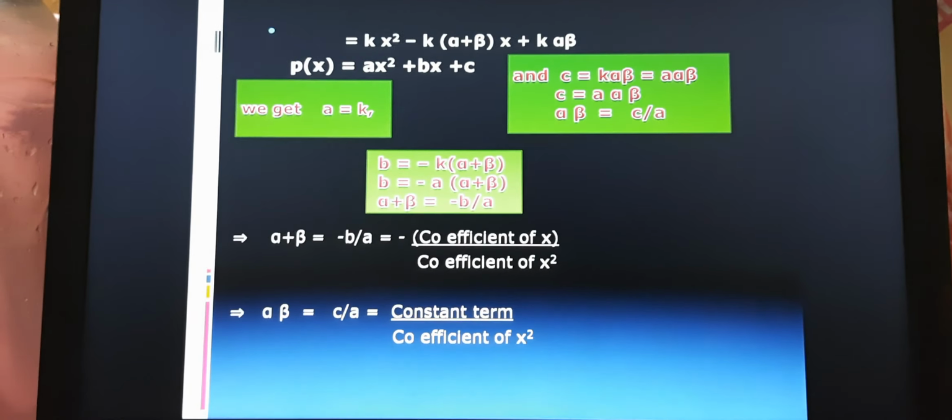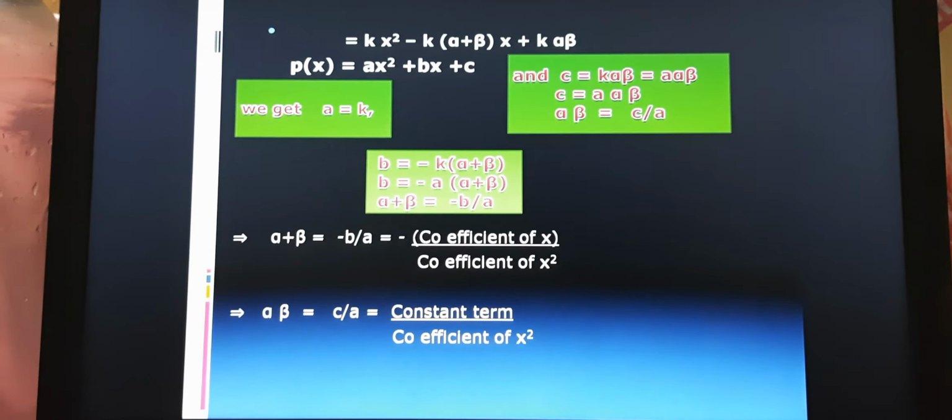So here first we'll go with the x square coefficient. The x square coefficient is a. Here the x square coefficient is what? k. So we get a is equal to k. In place of a we have k, right? You are clear with this?